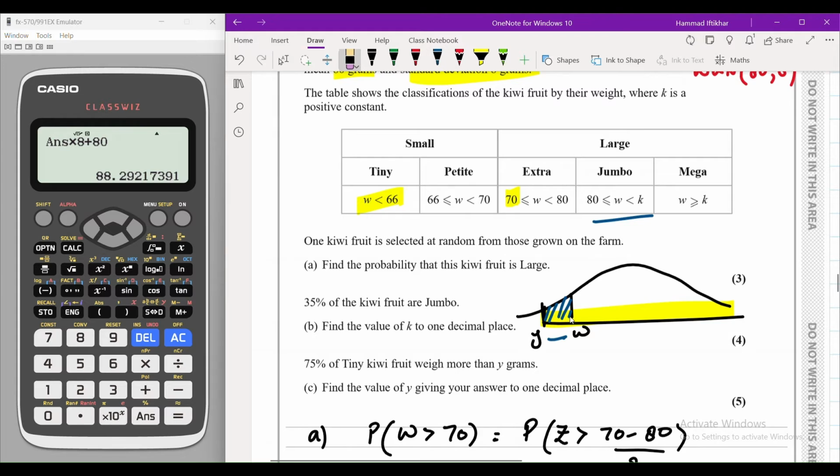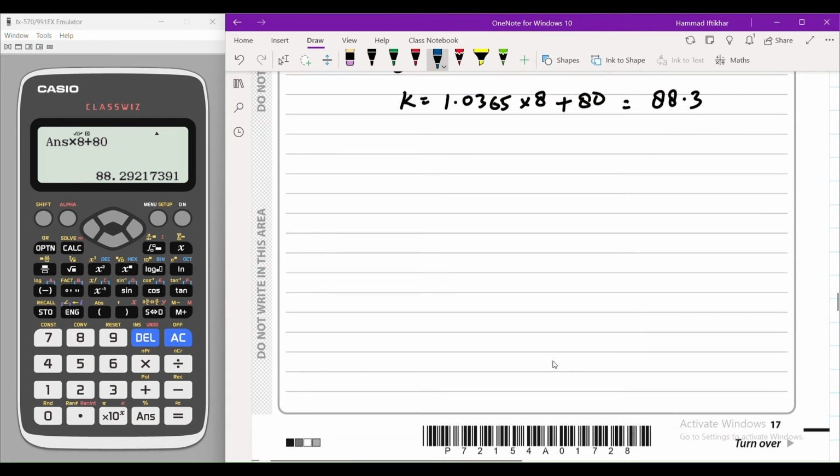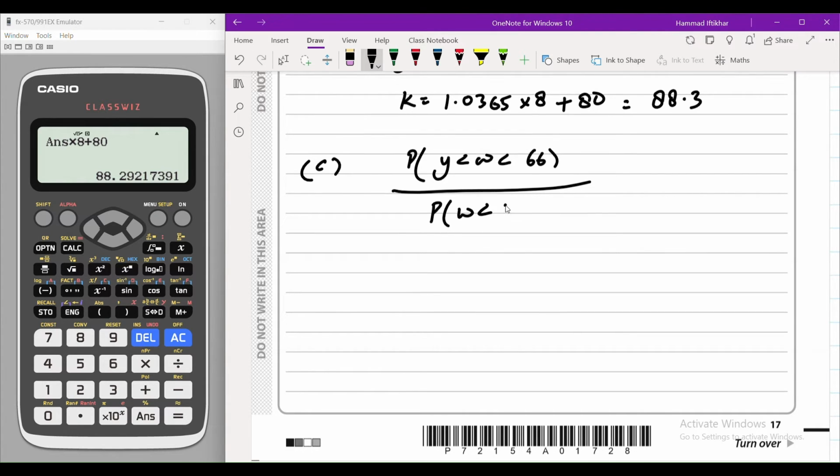Sorry, this was 66, my bad. Sorry, not w, 66. Okay, all right. So let's see this. Basically they said that the probability of w from y up to 66, divided by the probability of w less than 66, is 0.75. So it's sort of like a conditional statement over here.